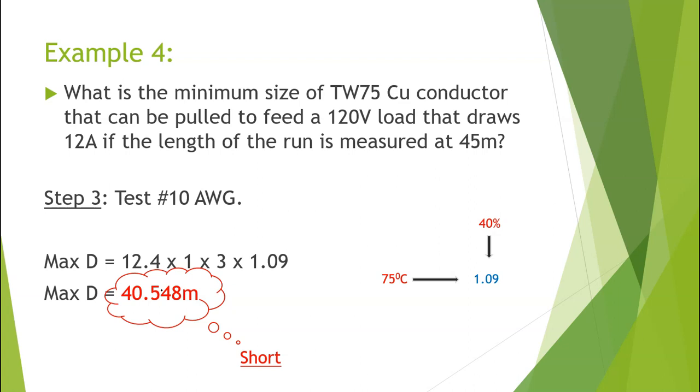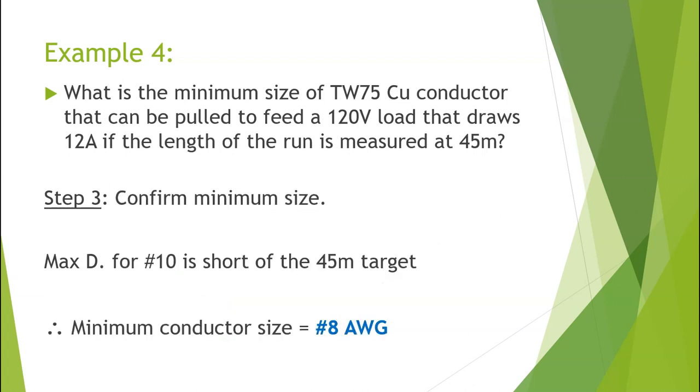And therefore, what we have to do is simply go up to the next available size, and that means that again, in this particular example, we would be running number 8 AWG in order to satisfy our maximum 3% voltage drop at 120 volts, drawing 12 amps of current. And that takes care of a voltage drop calculation from a more practical perspective, as you would have to do in the field.